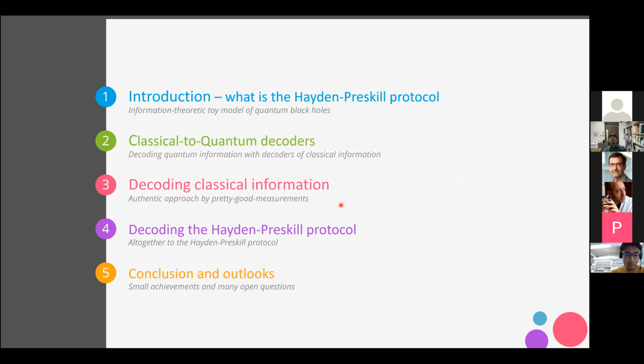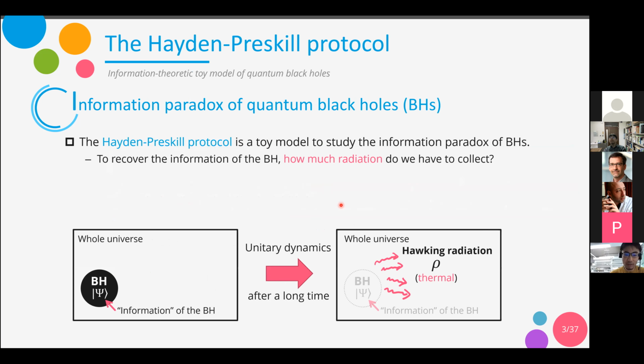Okay, so anyway, this is the plan of this talk. And let me start with a brief introduction of the protocol. So again, this protocol is kind of an information theoretic toy model to study the information paradox of black holes. From my viewpoint, the information paradox is something like this. We start with the whole universe, which is prepared in a pure state. We also assume that a black hole is there and it is in a pure state, let's say. And this pure state psi carries some information of the black hole.